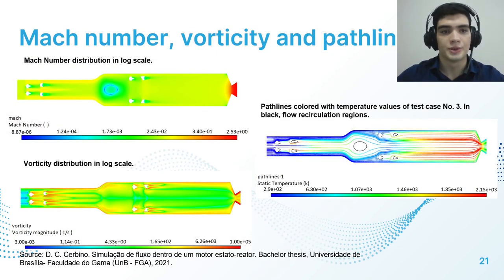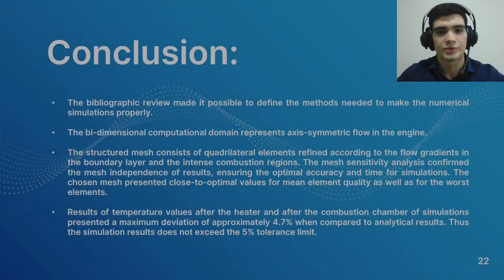This slide shows the Mach number, vorticity, and path lines. On path lines, in black, we have the recirculation zones near the flame holders, one in the combustion chamber entrance, and small recirculation zones near the injectors. Low values of Mach number and high values of vorticity on the same regions confirm the recirculation zones.